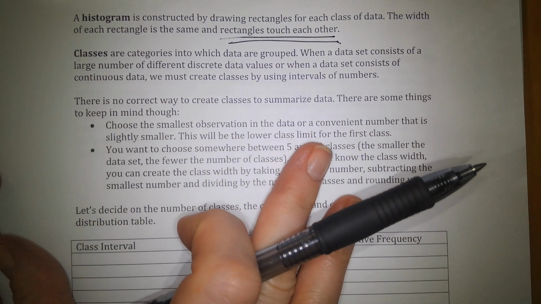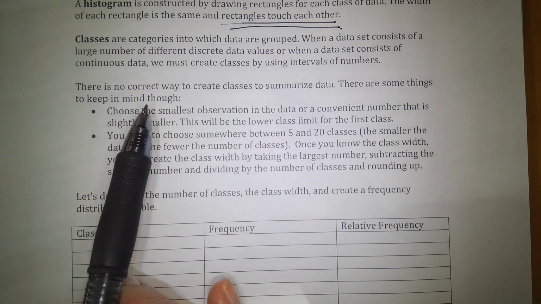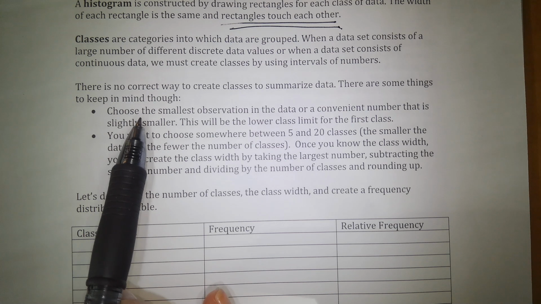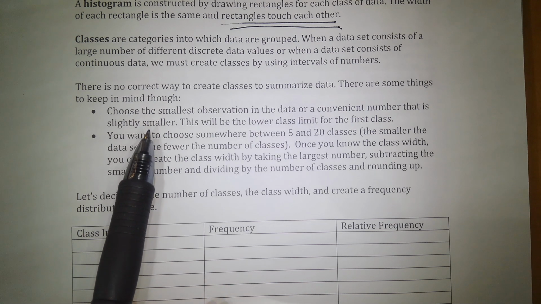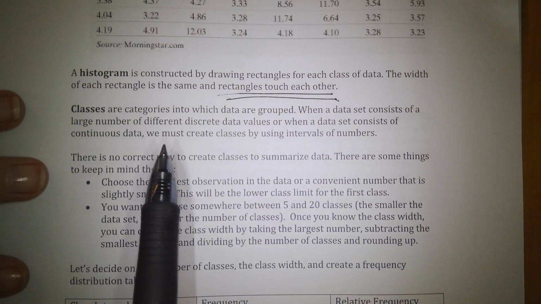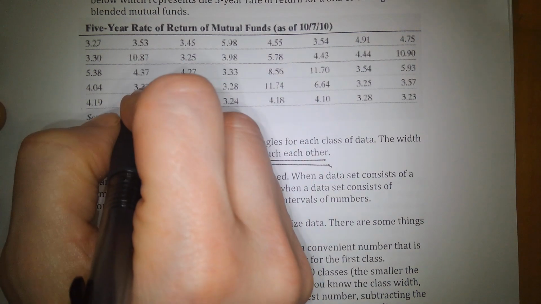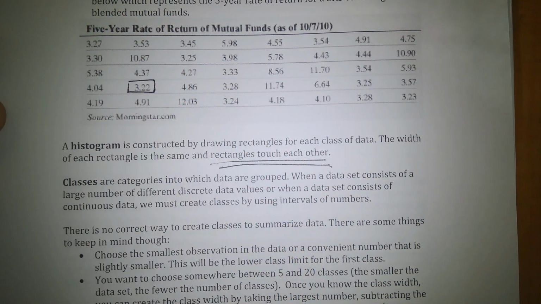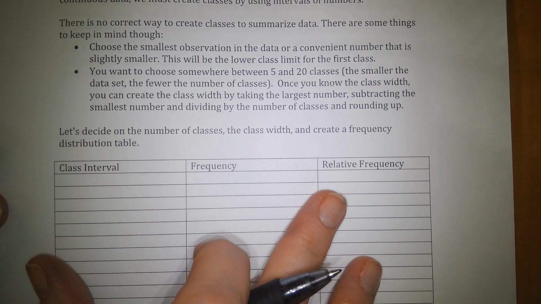Notice that there is no correct way to create classes to summarize the data, but there are some things you should keep in mind. First, choose the smallest observation in the data, or a convenient number that is slightly smaller, and this will be the lower class limit for the first class. So if we go back up to my data and I look for the smallest possible value, the smallest value seems to be 3.22. So that's going to be our starting point for the lower class.